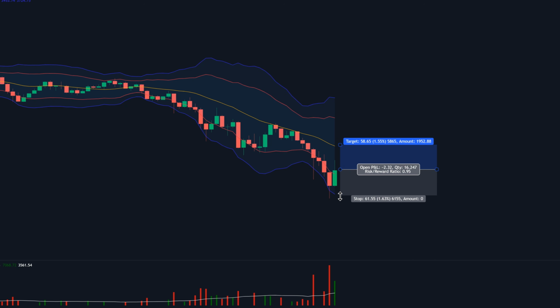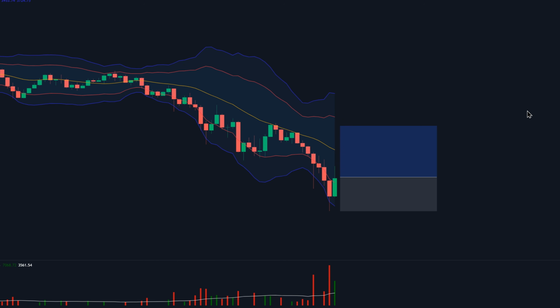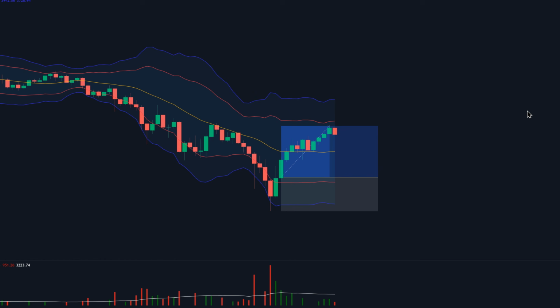We're gonna put our stop loss right at the most recent swing low. For the take profit, we're gonna target a risk-reward ratio of 1 to 1.5, letting the trade run, and it hits take profit.